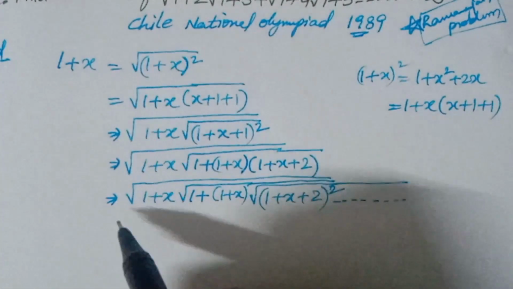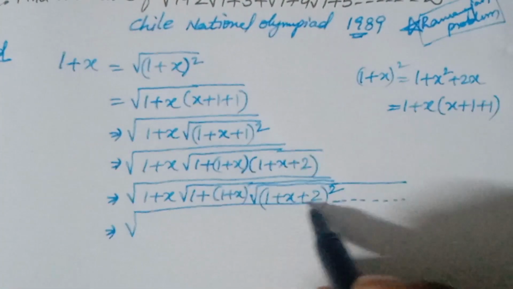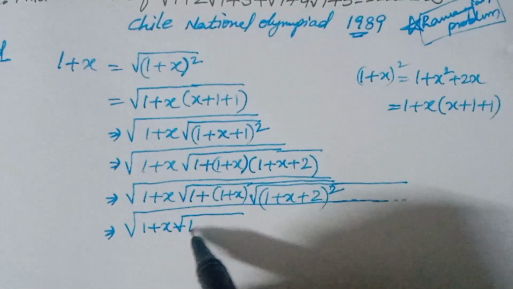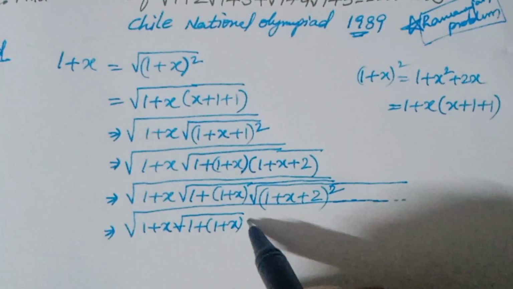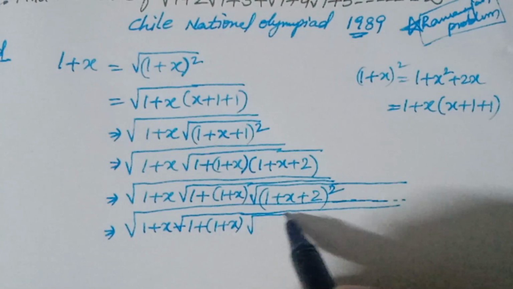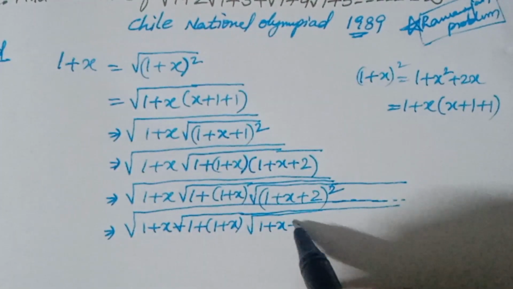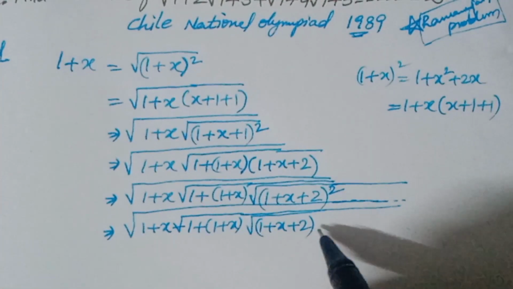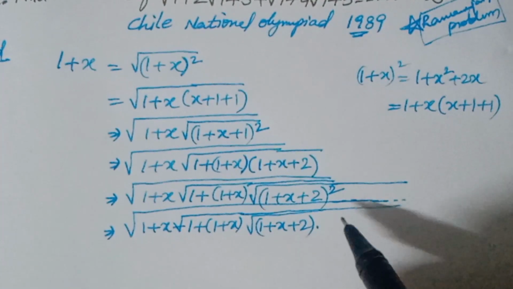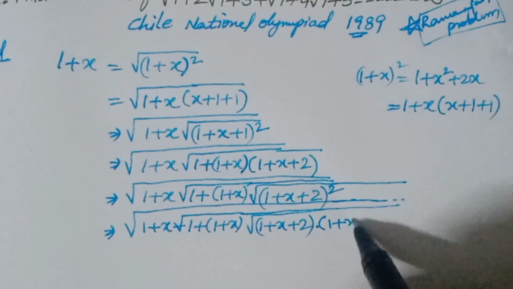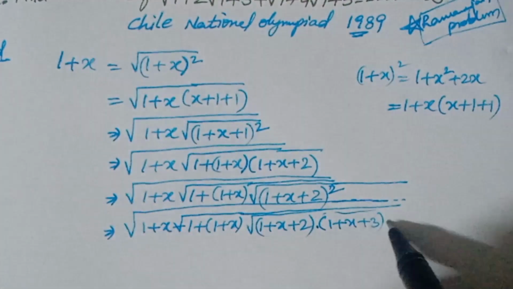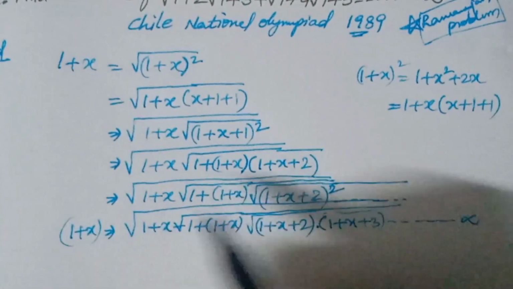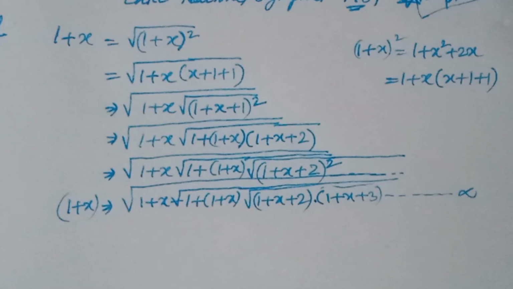I am going to write another step also. What you will get here is square root of 1 plus x, square root of 1 plus (1 plus x), again square root of 1 plus (1 plus x plus 2)(1 plus x plus 3). It will continue up to infinity. So this is the value of 1 plus x, and like this it will continue up to infinity.